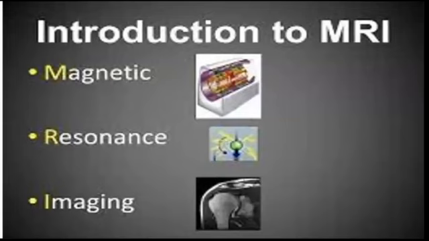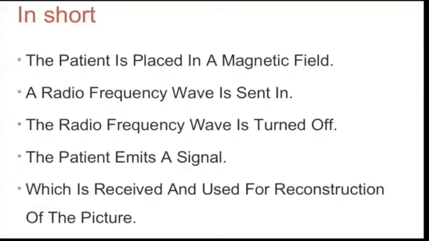So let's discuss a little bit about MRIs. The word MRI stands for magnetic resonance imaging. Now, it's a fairly complex device in the way it works, but in short, the patient is placed in a magnetic field and we send a radio frequency wave and then we turn it off. Once we turn it off, the patient emits a signal as a response to the radio frequency wave they've been subjected to. We receive the signal coming from the patient and put it in the computer, and the computer is able to construct an image.